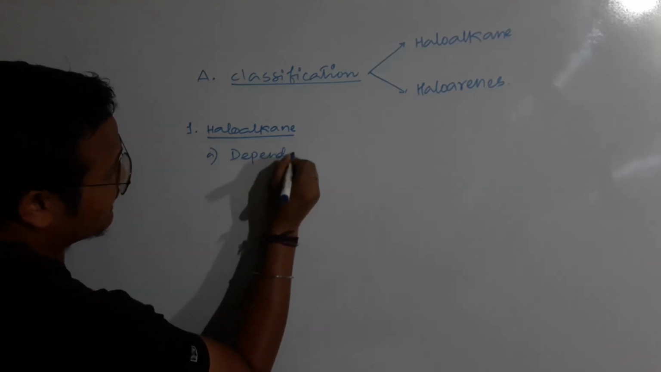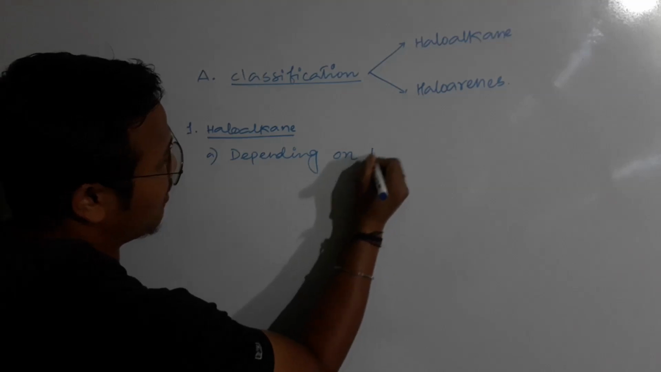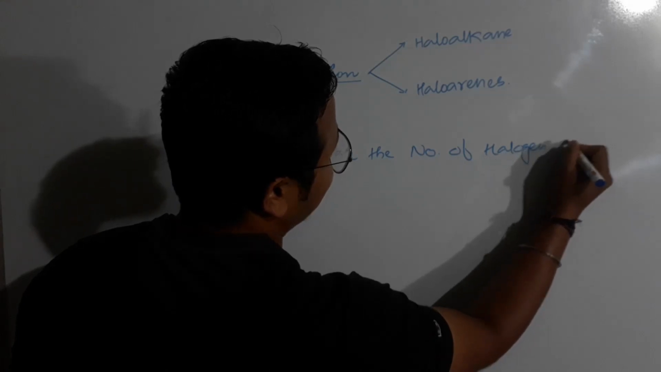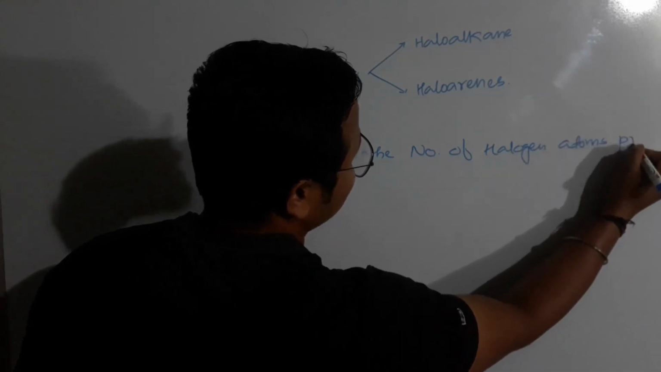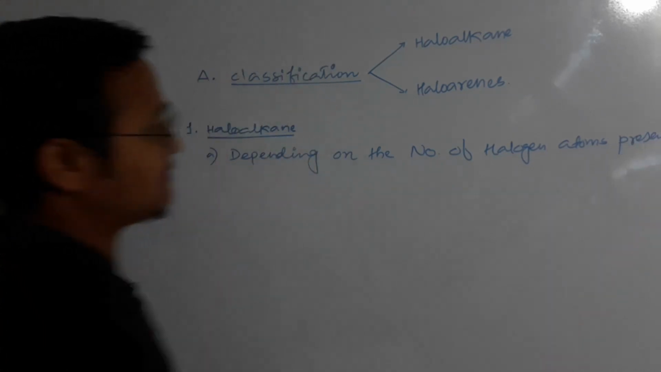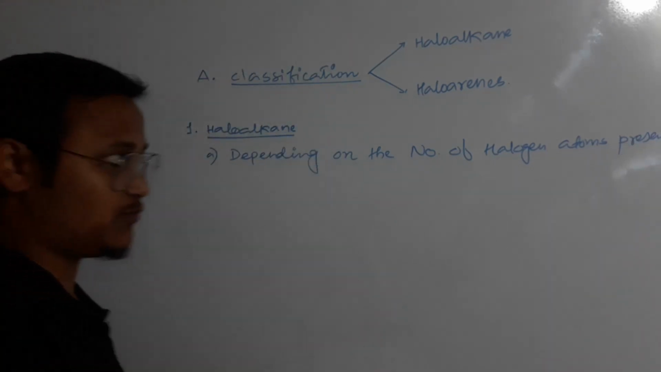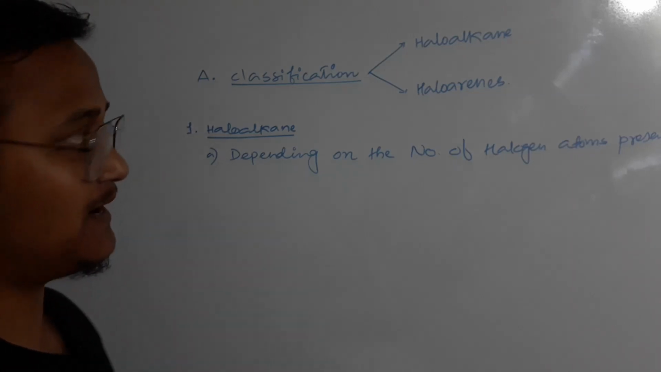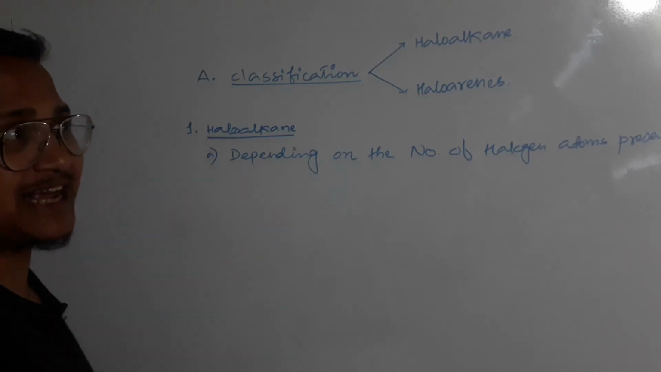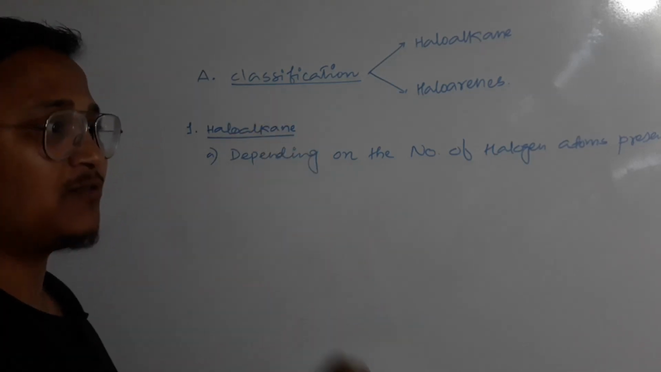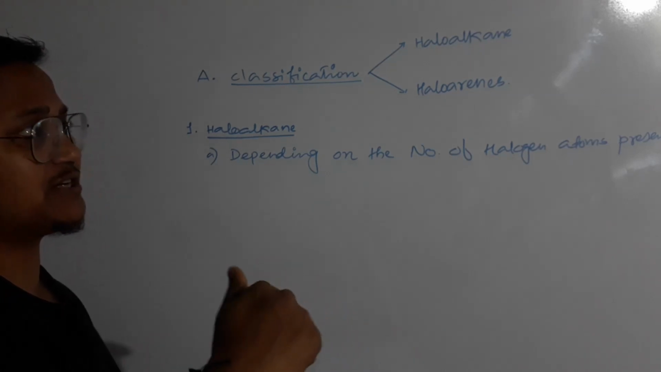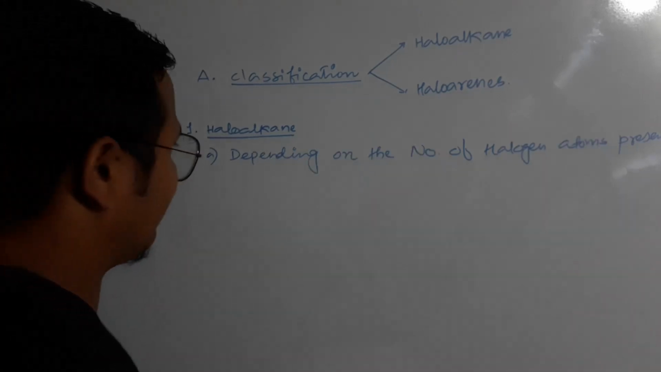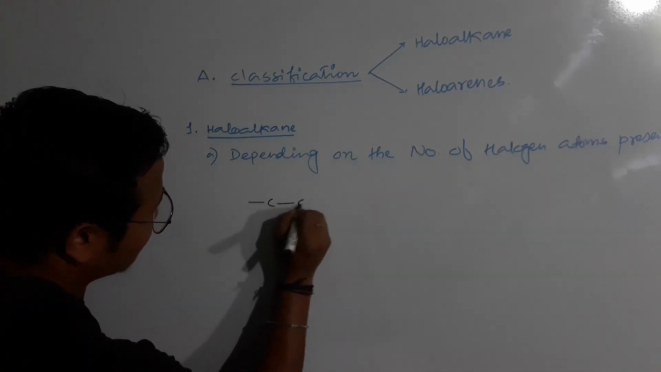The first is depending on the number of halogen atoms present. In the alkane compound, what is the number of halogens present? Depending on that, we can classify haloalkane. Clear, guys? From one alkane compound, at one time we can substitute one hydrogen by halogen, or two, or three. So depending on that, consider I am having this.